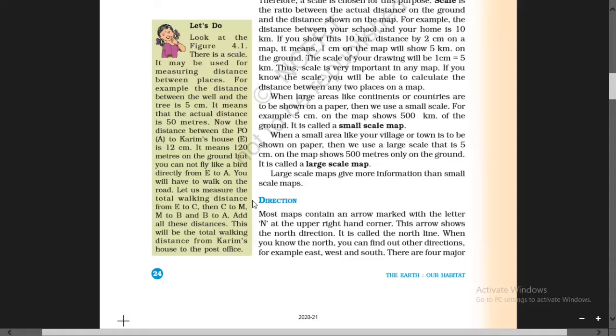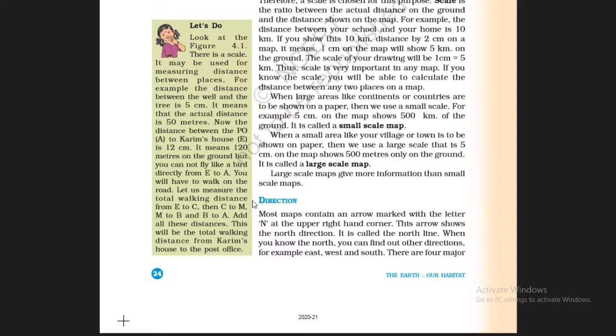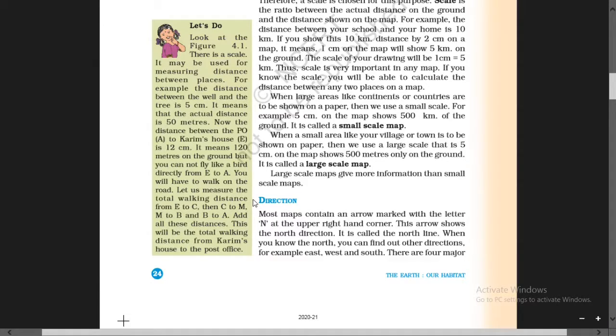So distance is the first component of a map. So far we have read about that. Now let us see another component of maps, that is direction.